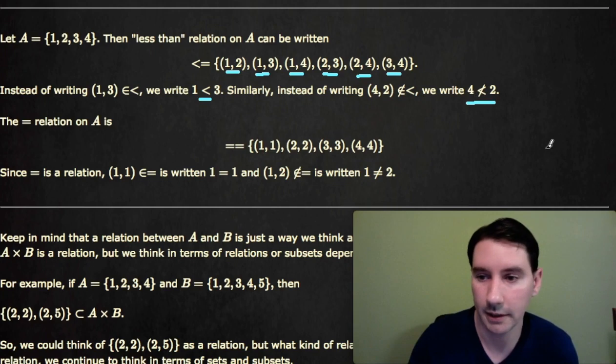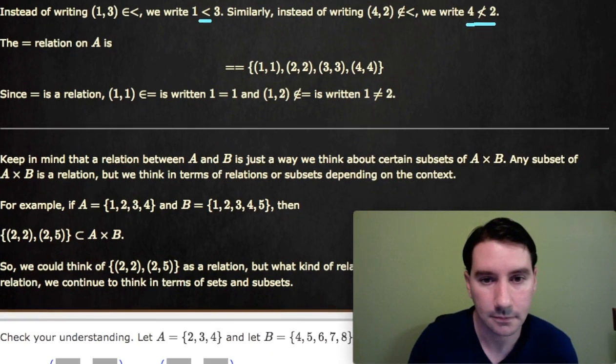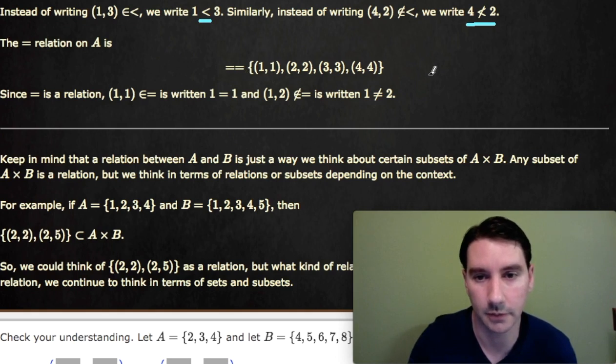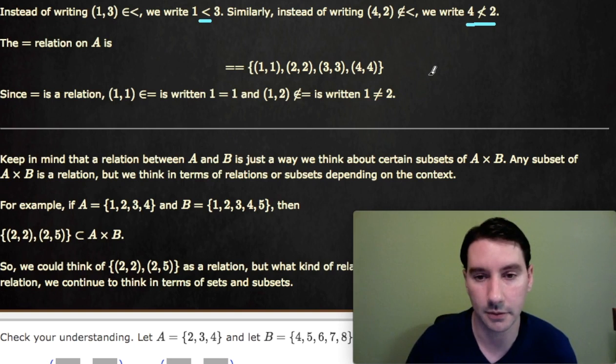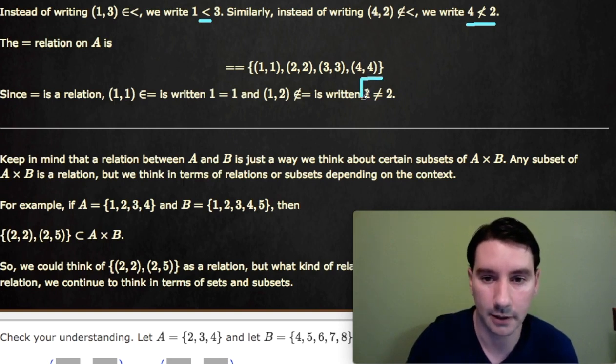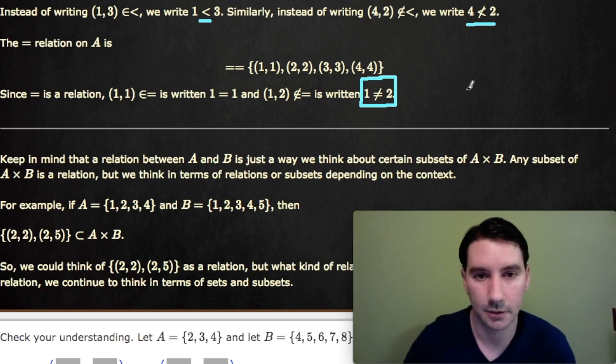We could also write equals as a relation on A. This looks pretty funny, but we'll say equals is (1, 1), (2, 2), (3, 3), and (4, 4). Those are all the things that are equal inside of A. So once again, we don't say (1, 1) is an element of equals. We say 1 equals 1. And we don't say (1, 2) is not an element of equals. We just say 1 doesn't equal 2, and we write it as 1 equals with a slash through it, 2. So hopefully you can see that all sorts of relations could be written this way.